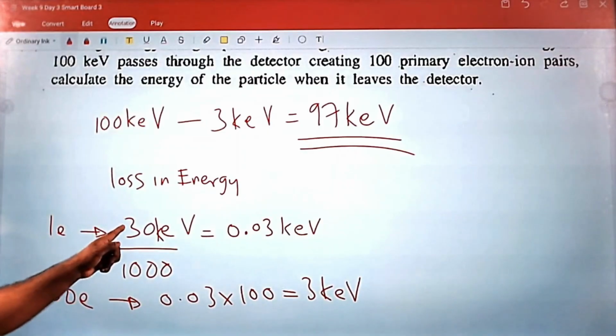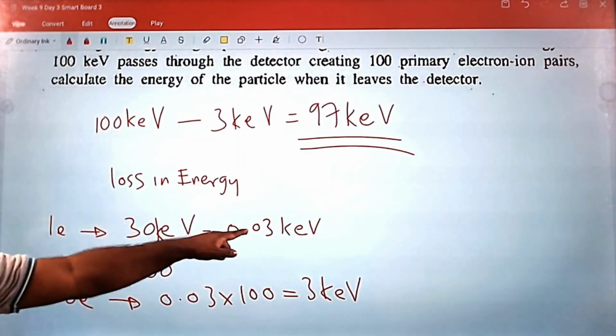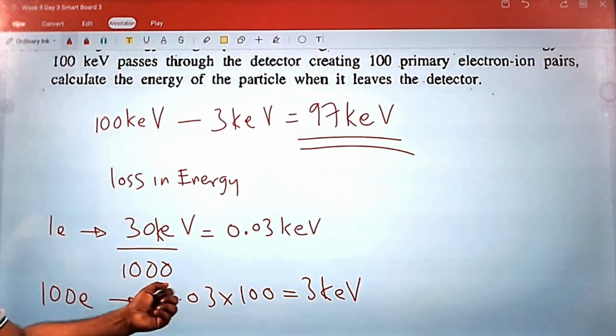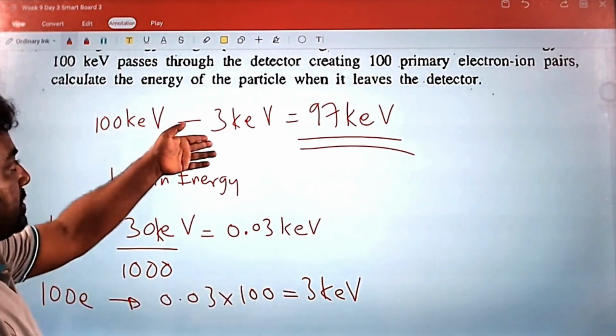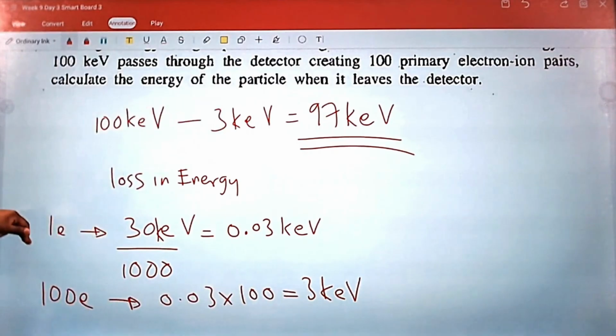So for 1 electron, 30 electron volts, convert to kilo electron volts. 100 electrons are going in, multiply by 100. Subtract, that will be the remaining. Is it clear? Right. Now we have finished week number 9.